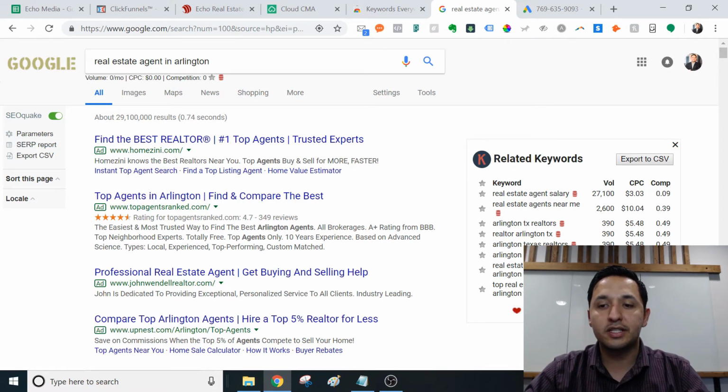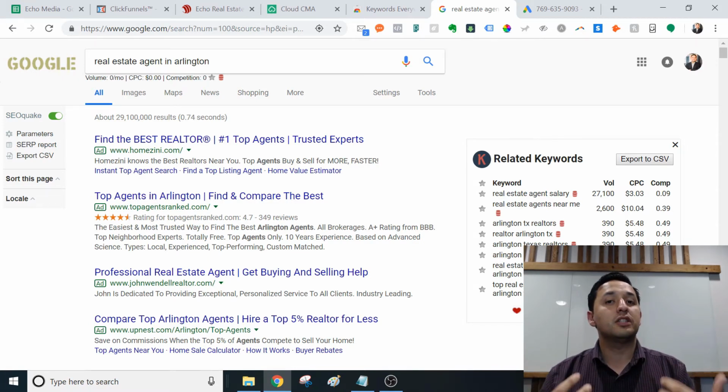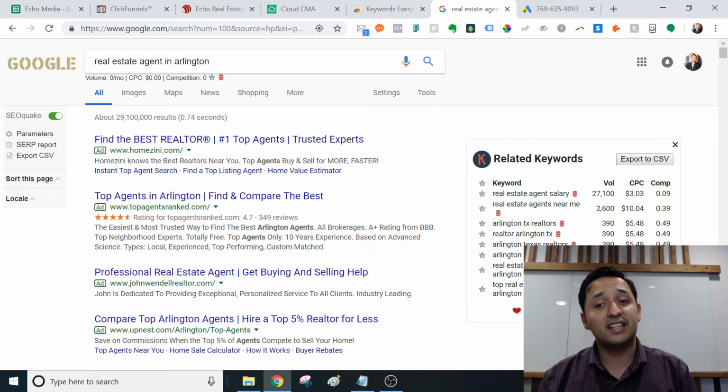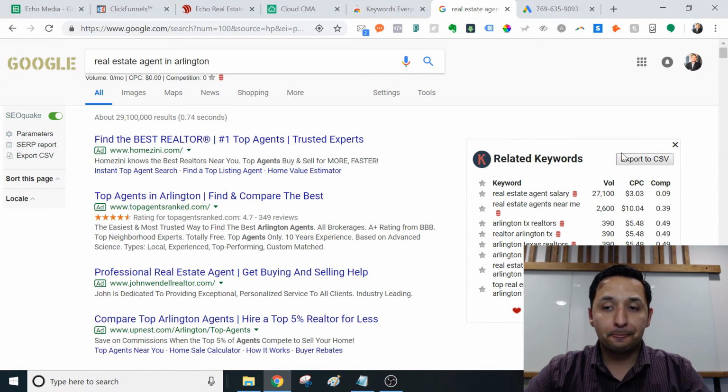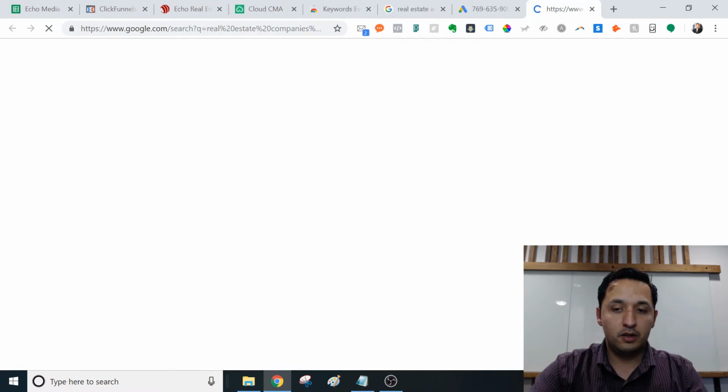Arlington, Texas Realtors, the volume is not as high, the cost per click is not as high as that, and the competition is a little bit heavy right now. Real Estate Companies, Arlington, Texas. That does pique my attention because that shows some intentionality. This could actually bring in sellers and bring in buyers. But the volume is not that high, it's about 1 per month. Cost per click is not that high. I would actually pick this keyword up if I haven't already.